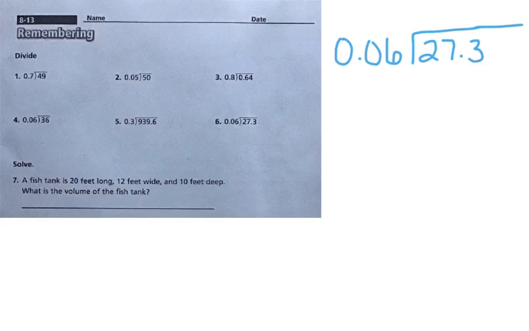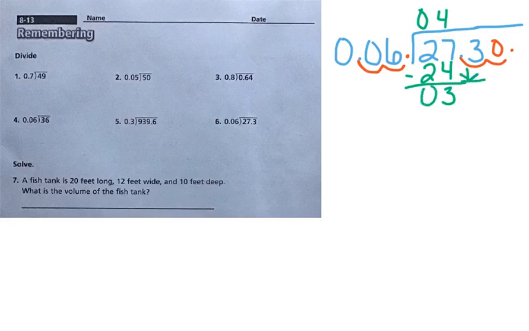And here, in order to get the divisor to be a whole number, I have to shift my decimal 1, 2 places to the right. So I'm going to have to do the same thing to my dividend. 1, 2 places to the right, I fill in my blank space with a 0. And then I just need to divide. 6 can go into 2, 0 times. 6 can go into 27, 4 times, which is 24. I need to subtract. 7 minus 4 is equal to 3. 2 minus 2 is 0.